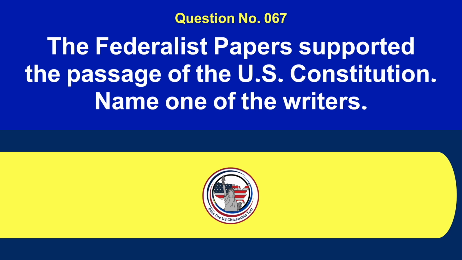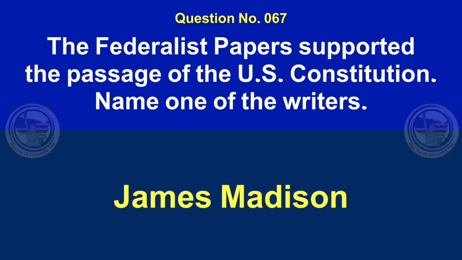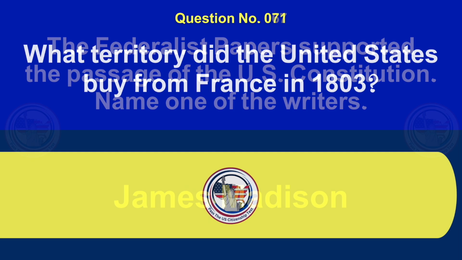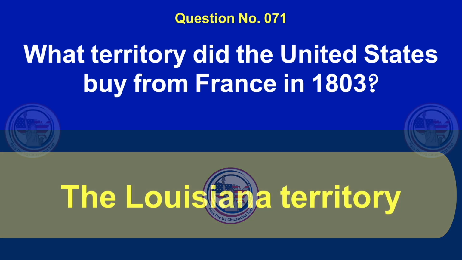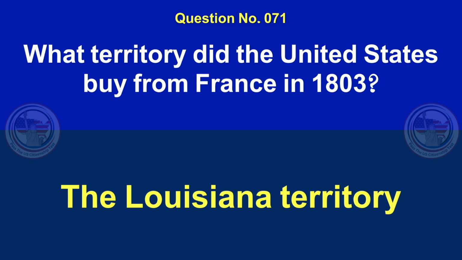The Federalist Papers supported the passage of the U.S. Constitution. Name one of the writers. James Madison. What territory did the United States buy from France in 1803? The Louisiana Territory.